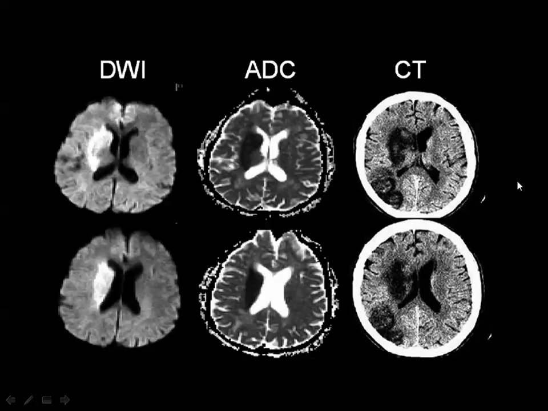And this is the CT scan, this is the ADC, and this is the diffusion weighted image. In the CT, you see hypodensities in the temporal area and also posteriorly. You can see here a part in the frontal lobe and a part in the parietal lobe, but the recent one is this area, which shows diffusion restriction, bright in the diffusion weighted image and black in the ADC map.